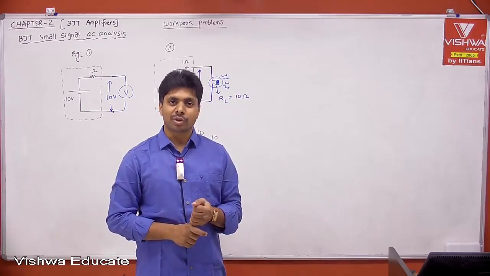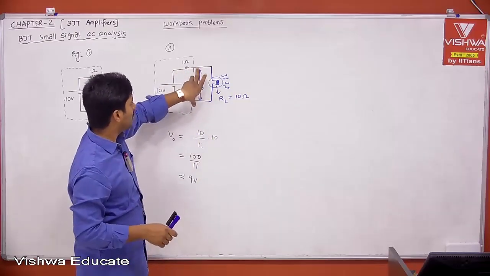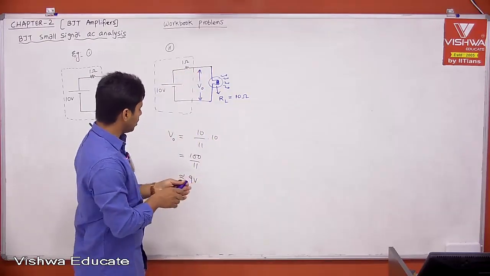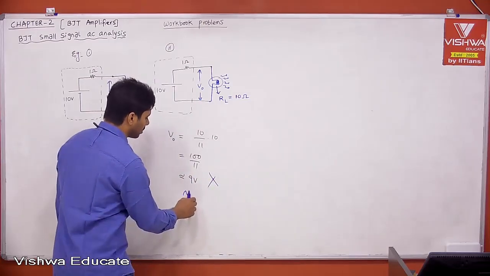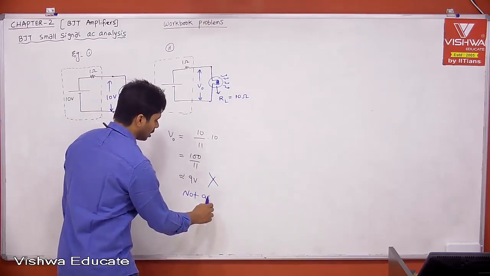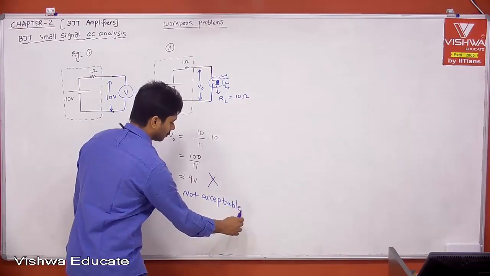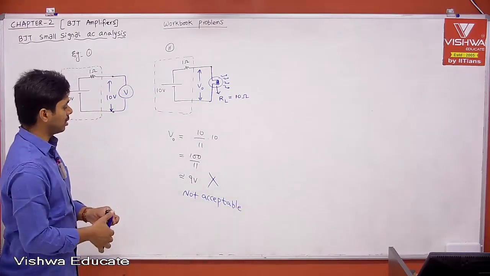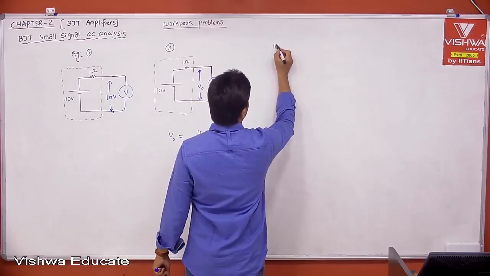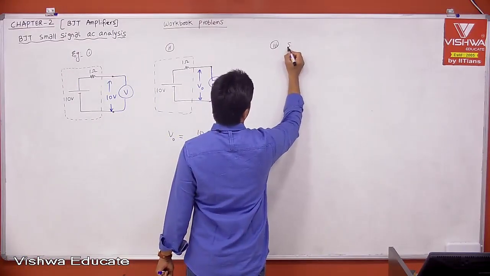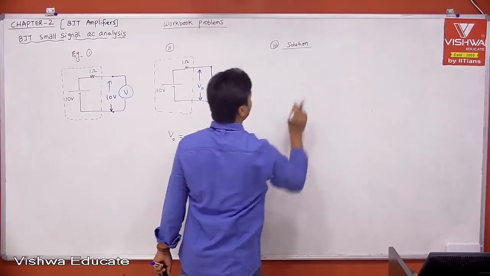That is the reason why we need something called a buffer in between. What is the job of the buffer? Therefore, here this is not acceptable. Cross means not acceptable. Then what is the solution? If this is not acceptable, what is the solution? Case 3, solution.